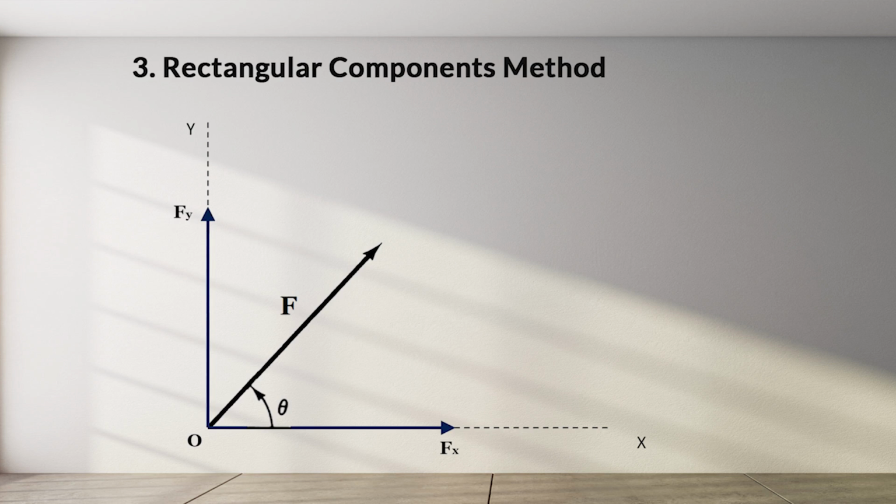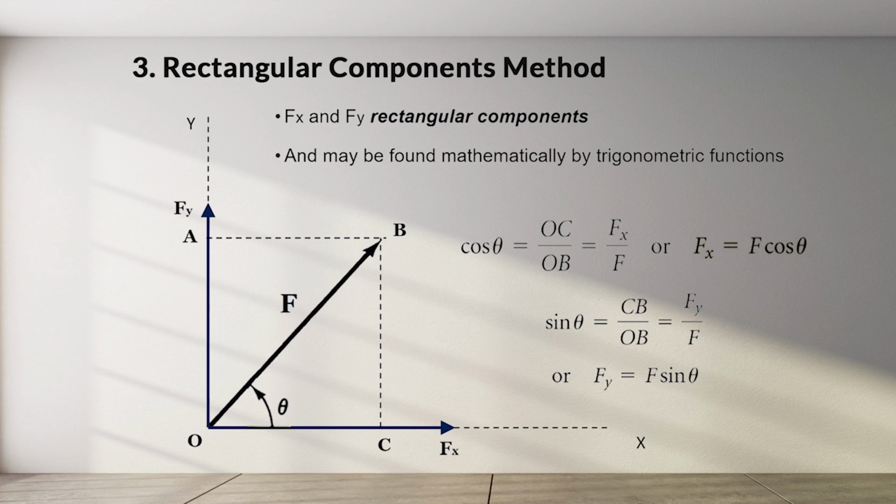As shown in the figure, Fx and Fy are called the rectangular components, and they are usually determined in the horizontal and vertical direction. Rectangular components of a force vector may be found mathematically by trigonometric functions.